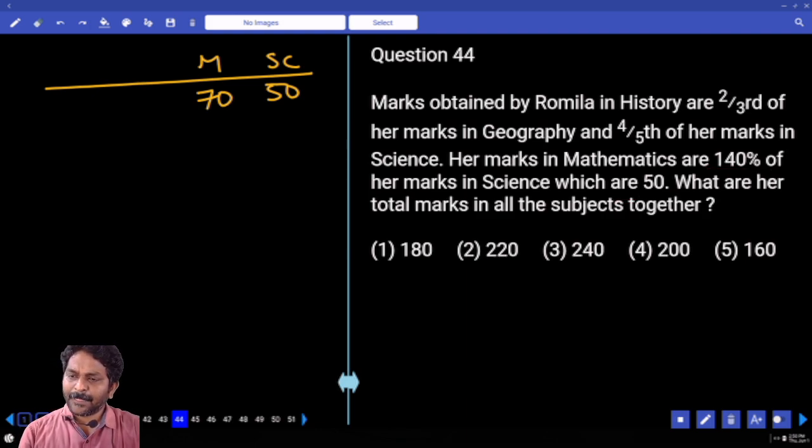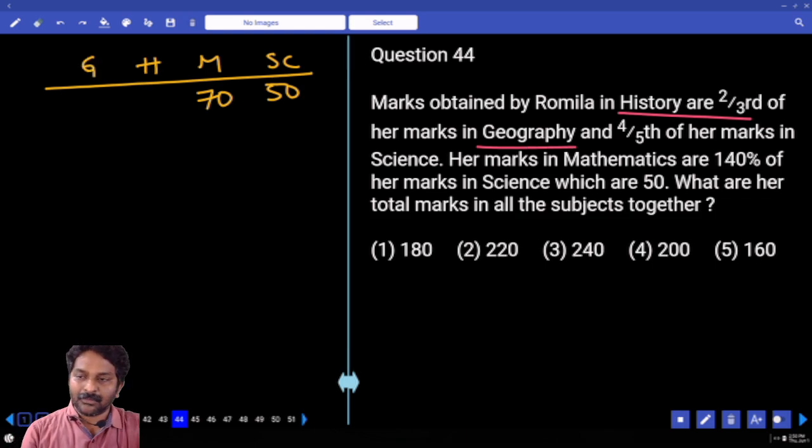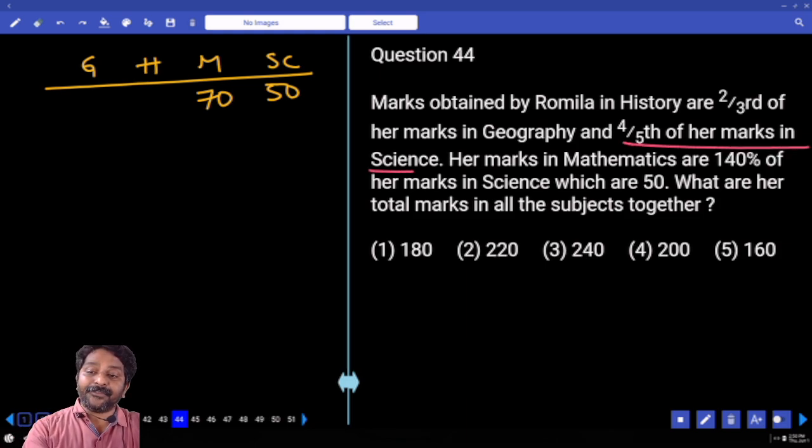Next. In history subject, marks obtained by her is 2/3 of geography. Do you know geography? No. And 4/5 of her marks in science. In which subject she scored 4/5 of science? In history. 4/5 of 50 is 40, right? That means in history she got 40 marks.